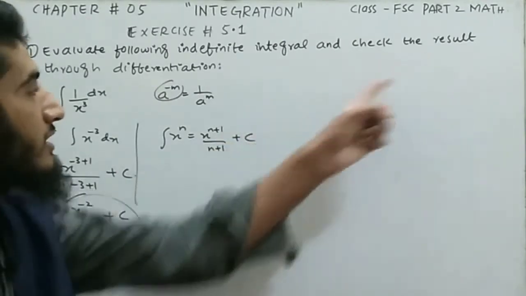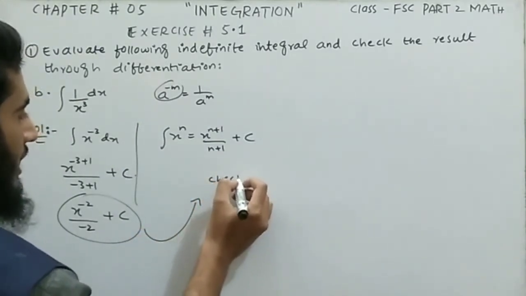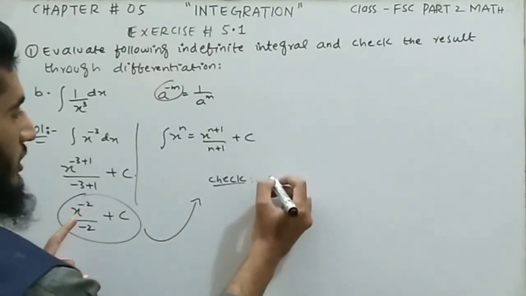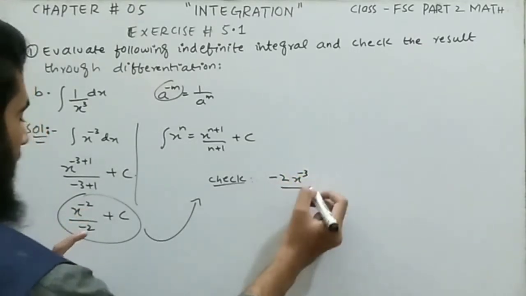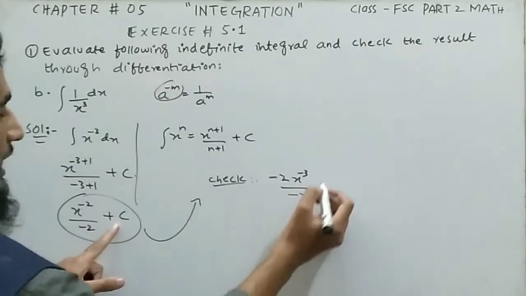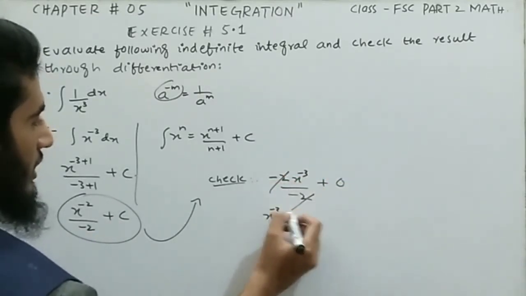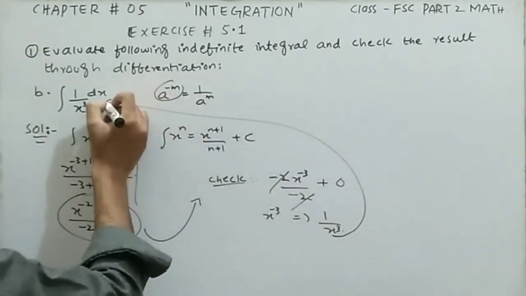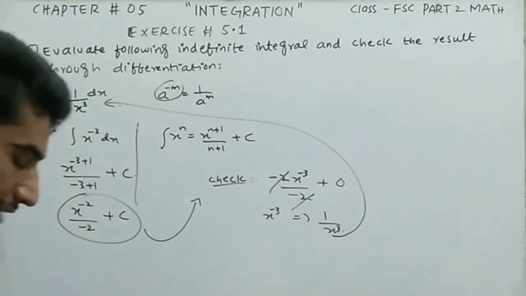Now they tell us to check the result through differentiation. So differentiate this function. We are checking whether our answer is right or wrong, so just differentiate. For x power negative 2, the power comes to the front and we subtract 1 from the power, so minus 2 minus 1 gives us minus 3, and this minus 2 comes down as it is, and the derivative of a constant is 0. So they cancel each other. We are left with x power minus 3, which can be written as 1 divided by x power 3, which is actually our given.